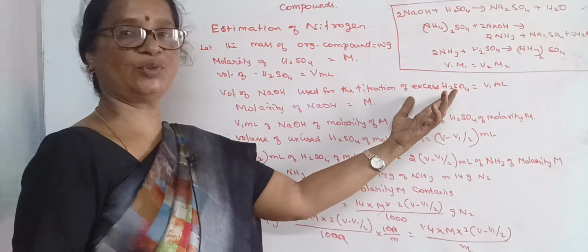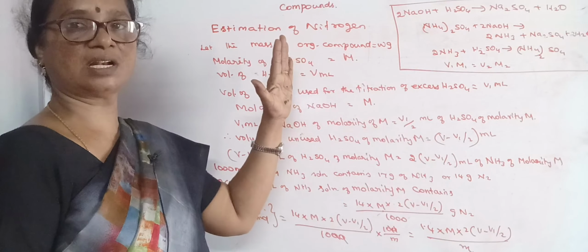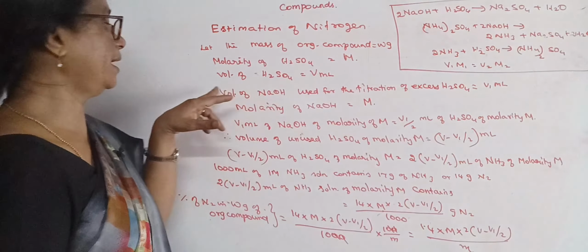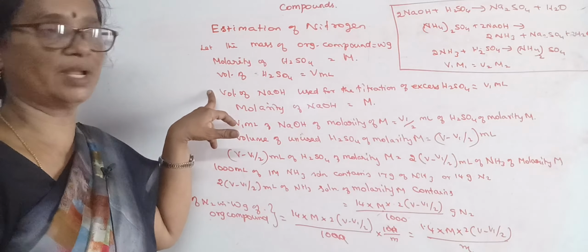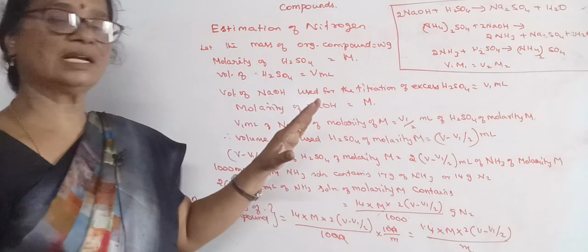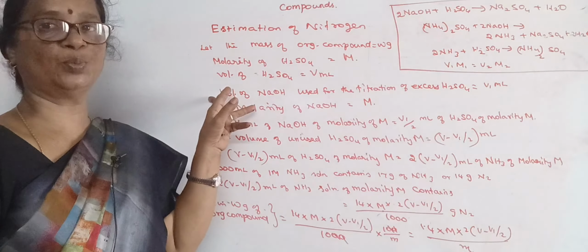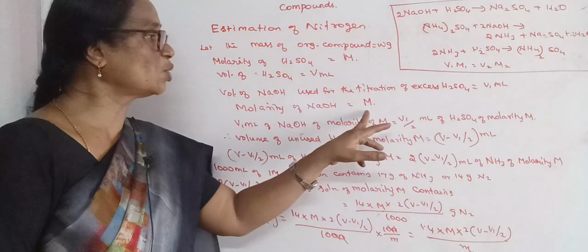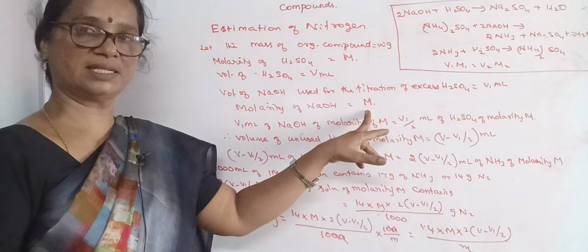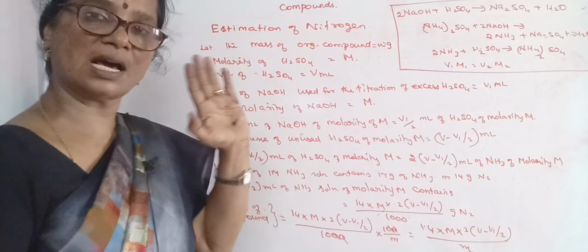What is the excess sulfuric acid? That is the sulfuric acid left after the completion of the reaction, which is titrated against the known sodium hydroxide. It is equal to V1 ml. So, during the titration V1 ml of sodium hydroxide is consumed and the molarity of sodium hydroxide is also M. I said the molar concentrations of both sulfuric acid and sodium hydroxide are the same.